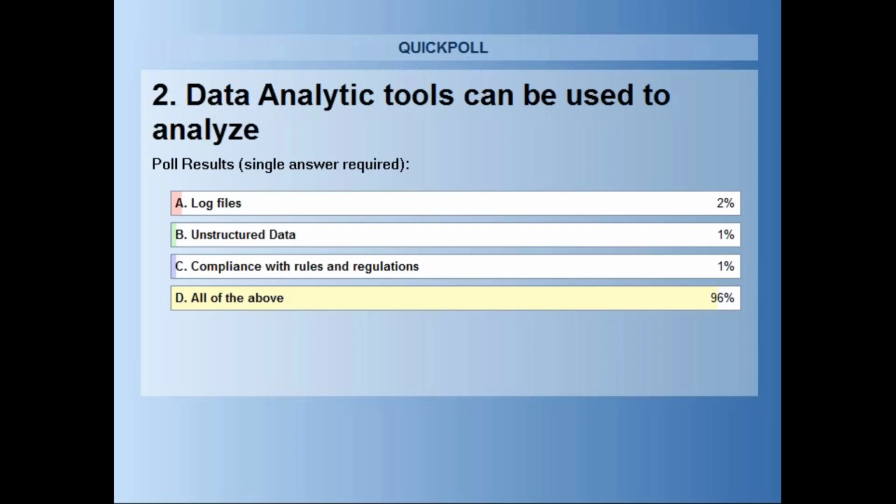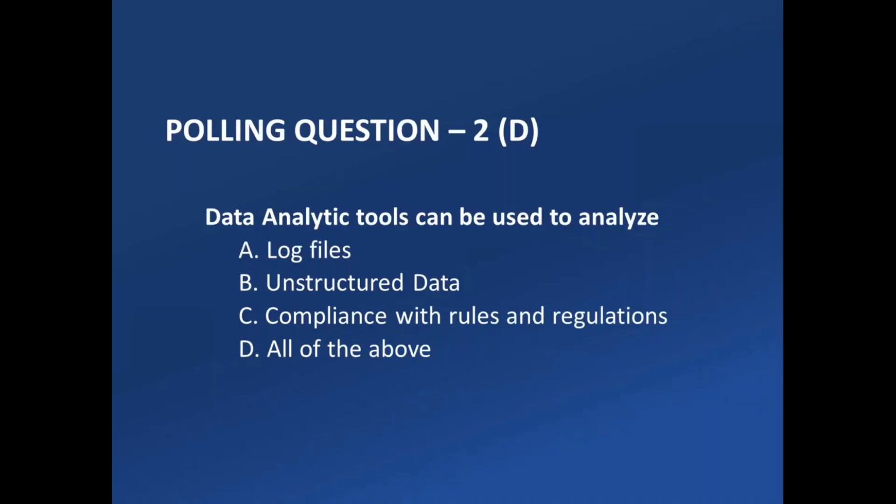And number C is obvious. I talked a lot about that. Okay, let me hide the results and turn it back to you. You can proceed.